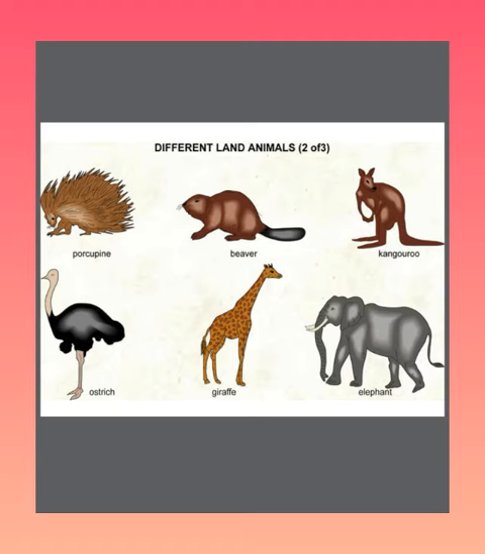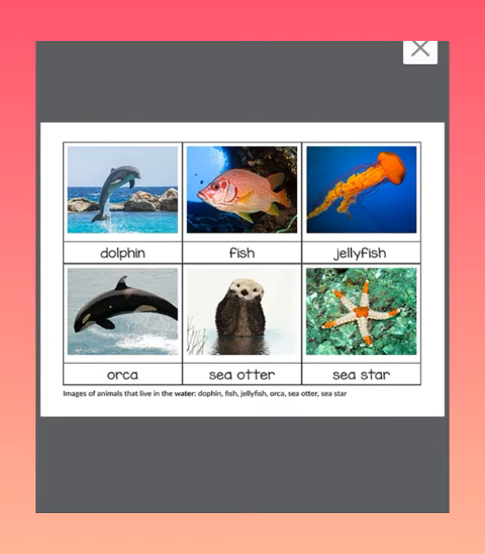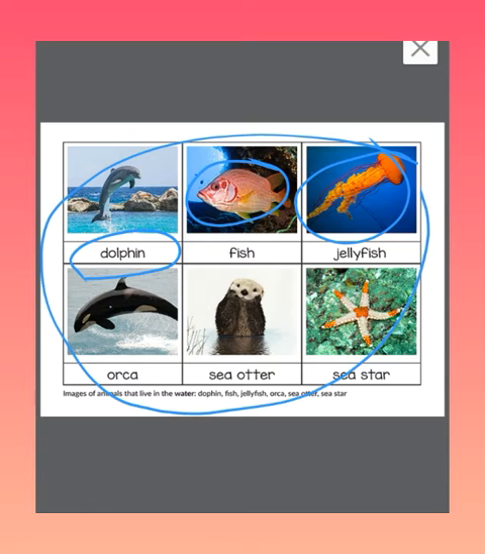You can see the images over here: giraffe, elephant, etc. These are the animals which you see basically on land. Now we will move on to the next category. Next category we have here is the animals which live in water, like the dolphin you can see over here, a fish, and a jellyfish. All these animals live in water.